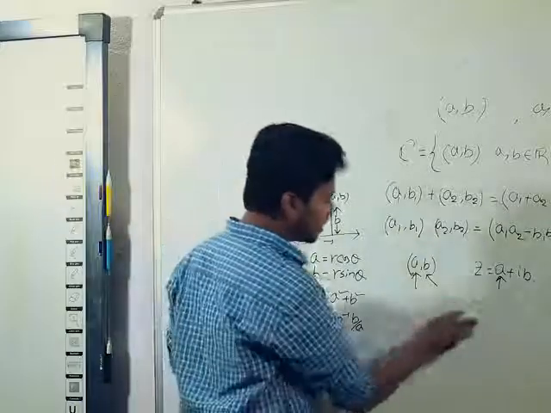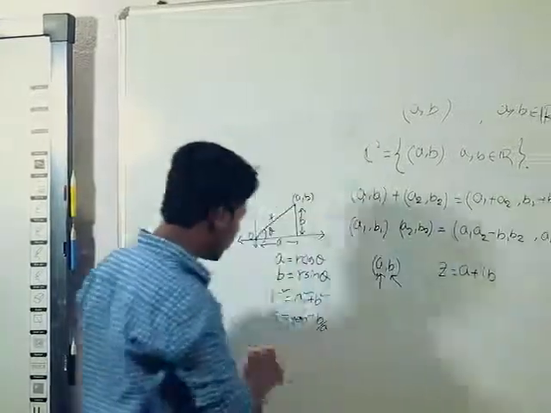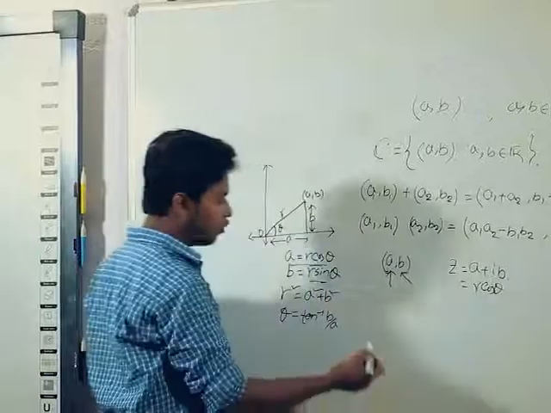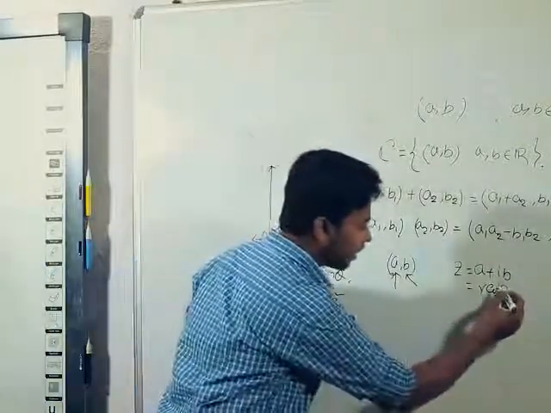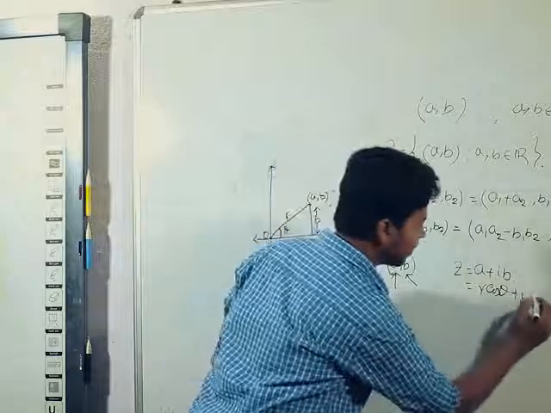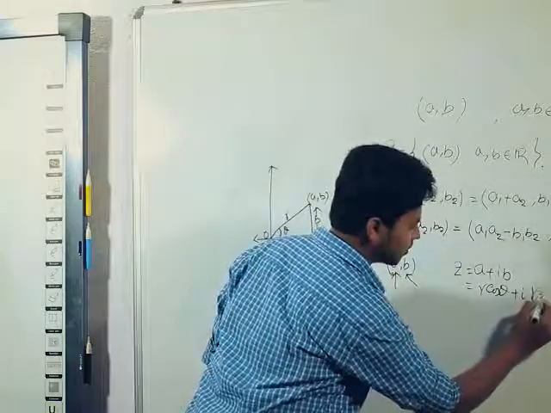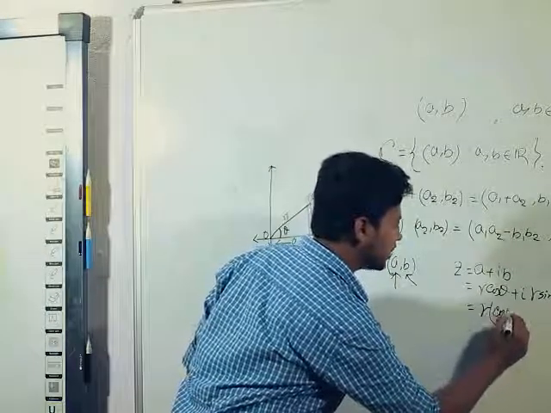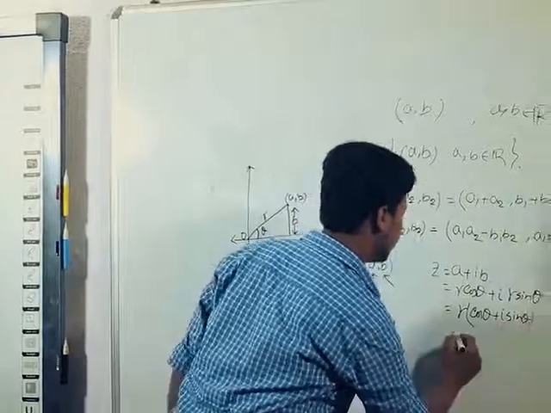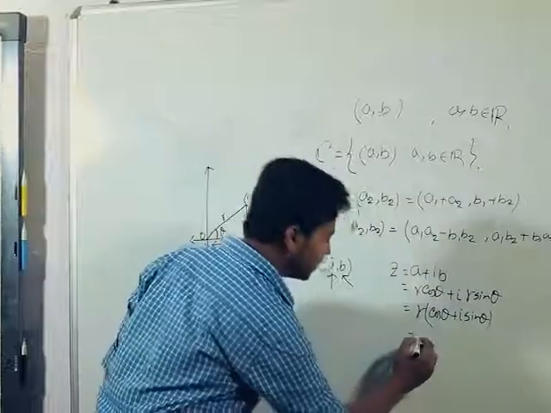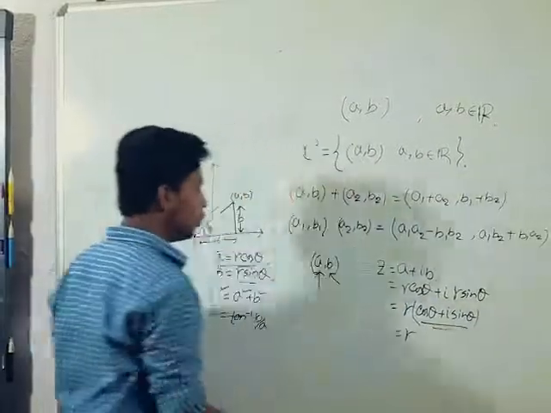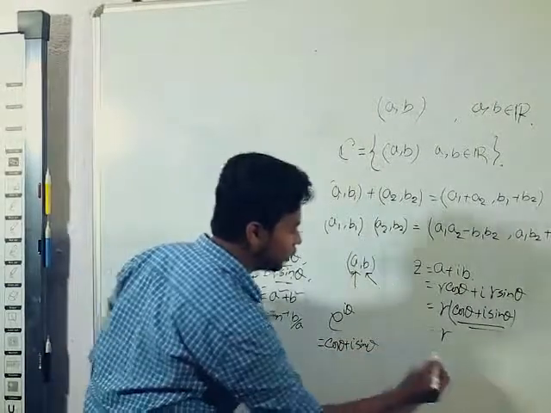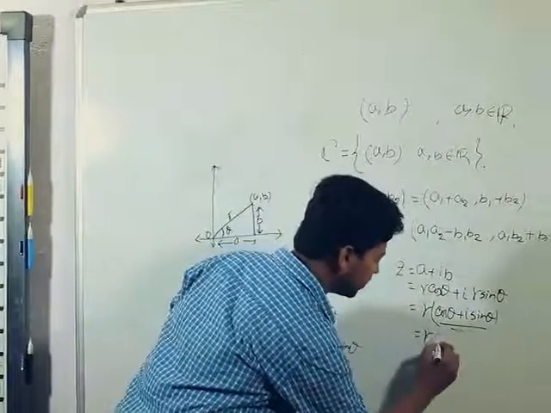So any complex number z equals a plus ib, where a equals r cos theta and b equals r sin theta. If we put the values of a and b in the polar system, then z equals r cos theta plus i r sin theta, that is r (cos theta plus i sin theta). r is the modulus value of z. We know that e to the power i theta means cos theta plus i sin theta.